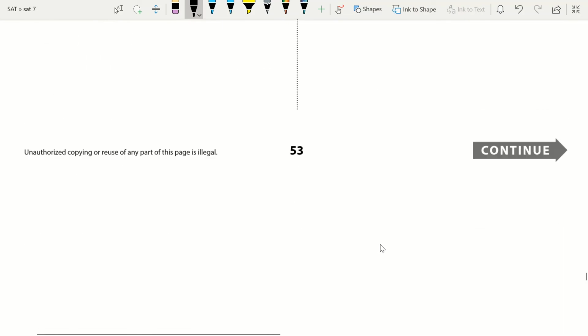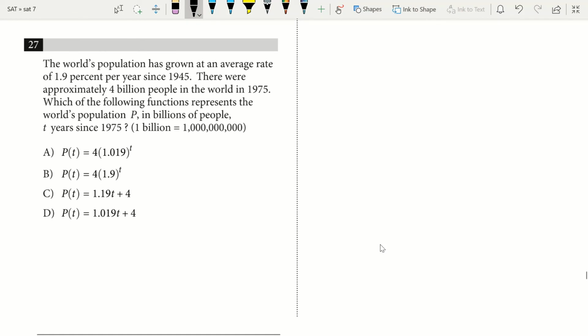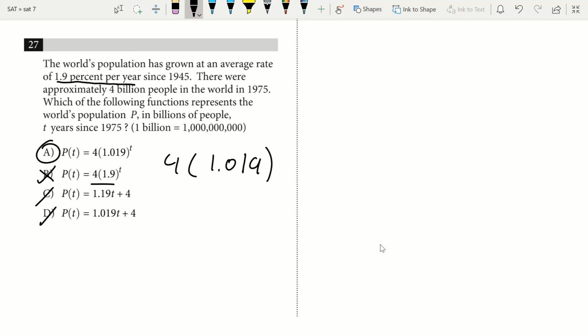All right, question 27. The world's population has grown at an average rate of 1.9% per year since 1945. There were approximately 4 billion people in the world in 1975. Which of the following functions represents the world's population in billions of people T years since 1975? All right, well, this is exponential growth, right? This isn't linear, so I can get rid of anything with linear, and it has to be exponential because each year as we add more people, we're increasing 1.9% on top of what it was the year prior. So I start with 4 billion, and I'm multiplying then by 1.019, because that's what 1.9% is. I see that answer choice B doesn't have that. I know my answer is going to be A, and I multiply that by T years from 1975.